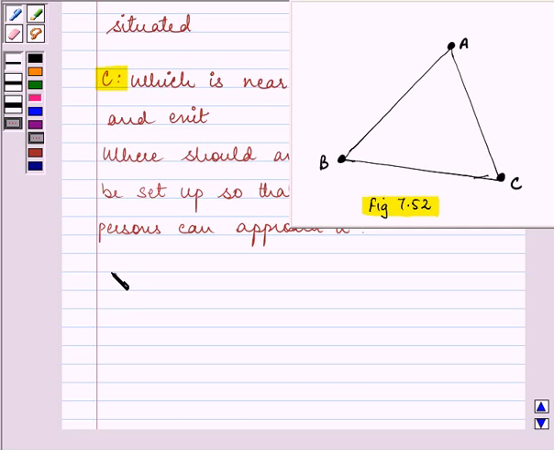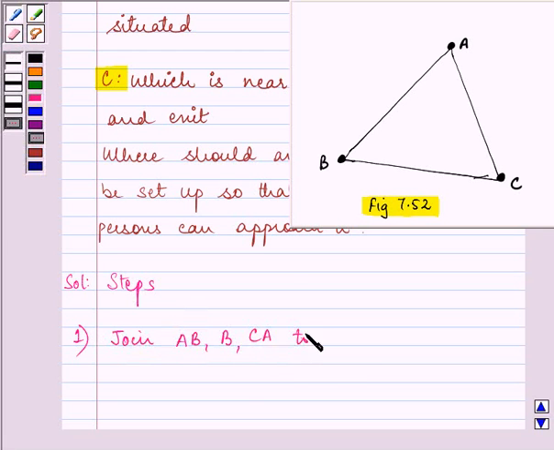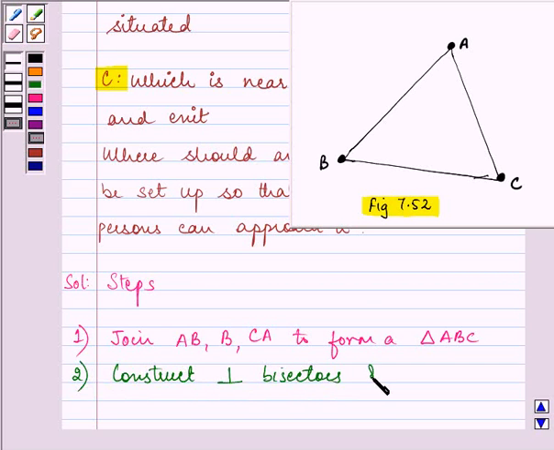Now, let me write down the steps also side by side. The first step was to draw a triangle, or join AB, BC, CA to form a triangle ABC. Then the second step is to construct perpendicular bisectors of any two sides, let it be AB and AC. And let them intersect at point O.